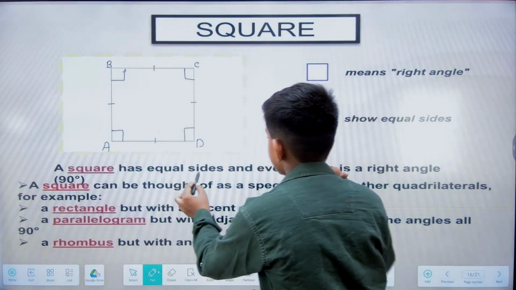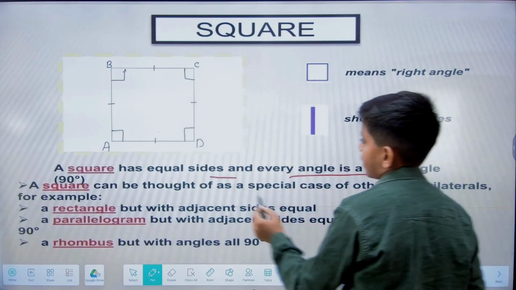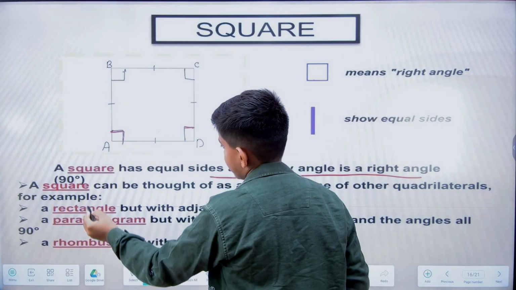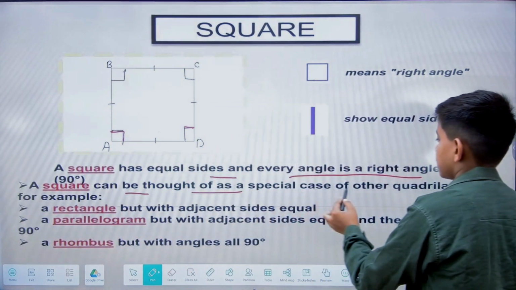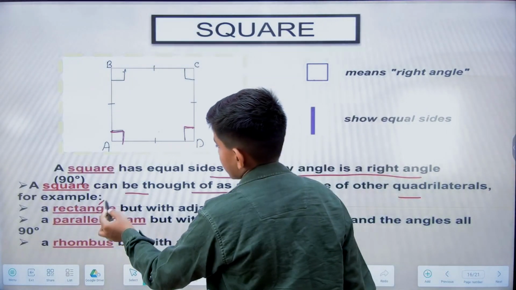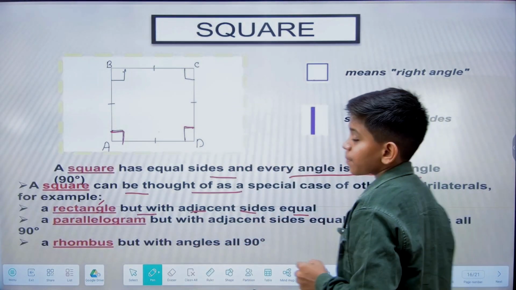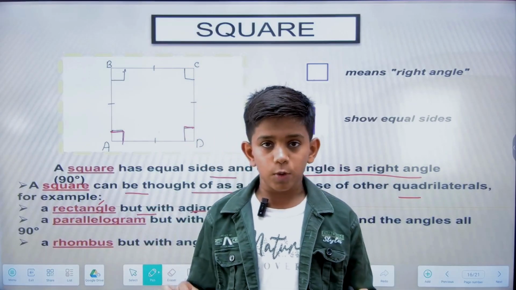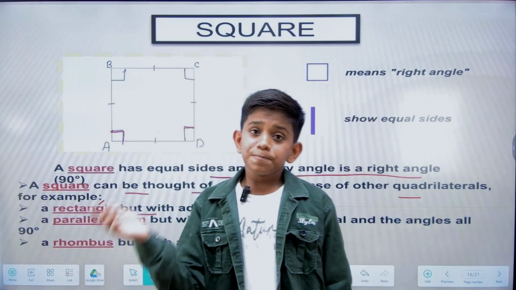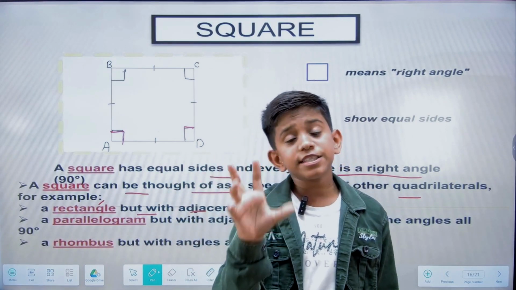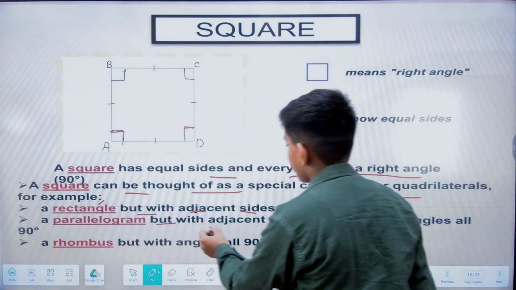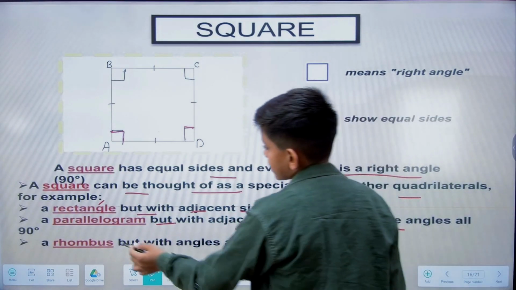Next we have the square. A square has equal sides and every angle is a right angle. A square can be thought of as a special case of other quadrilaterals. For example, a rectangle but with adjacent sides equal. In a rectangle, adjacent sides are not equal; the opposite sides are equal. But a square is a rectangle with adjacent sides equal.